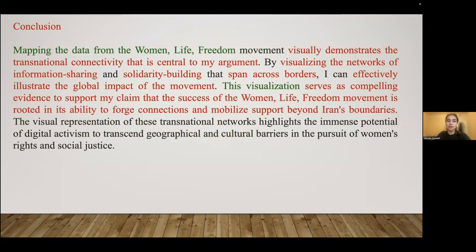And mapping the data from the Women Life Freedom Movement visually demonstrates the transnational connectivity that is central to my argument. By visualizing the networks of information sharing and solidarity building that span across borders, I can effectively illustrate the global impact of the movement. And this visualization serves as evidence to support my claim that the success of this movement is rooted in its ability to forge connections and mobilize support beyond Iran's borders.